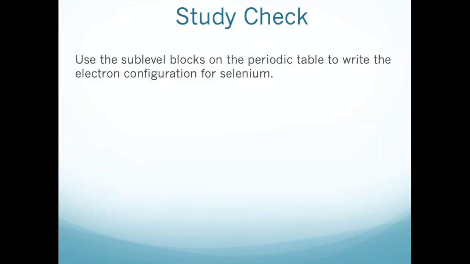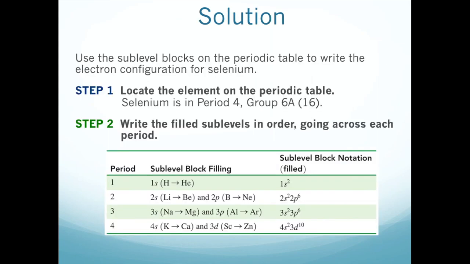All right, here's another example if you want to take a crack at this one. Try to find selenium in your periodic table. Okay, that's element Se. Find it in your periodic table and go ahead and write out its electronic configuration. Pause this video if you need some more think time, and here's the answer.